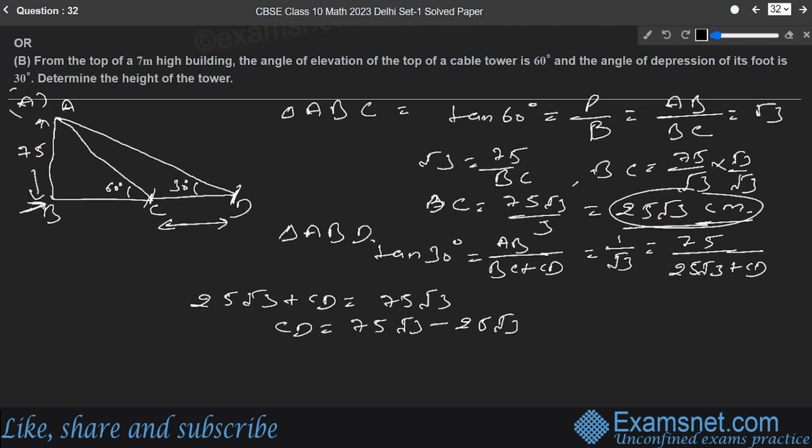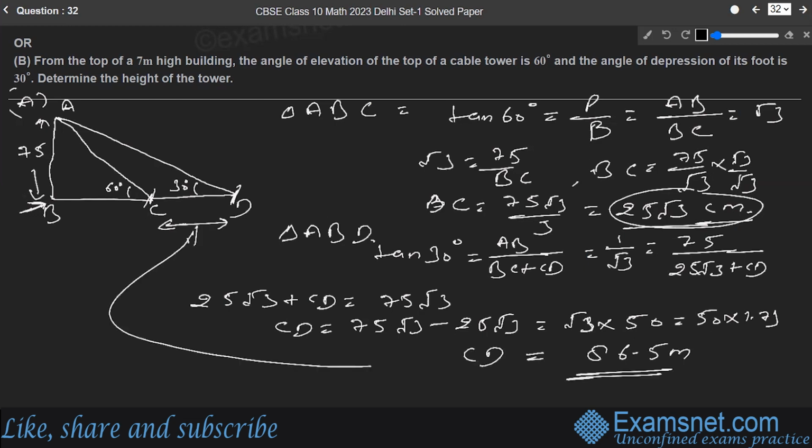If you solve this equation further, then you're gonna get CD is equal to 75 root 3 minus 25 root 3. If you solve this further, you can take root 3 common. It becomes root 3 into 75 minus 25, which is nothing but 50. So it comes out to be 50 into the root 3 value, which can be taken as 1.73. If you multiply them together, it becomes 86.5 meters. So that is the answer. The value of CD, that is the distance between two cars, is nothing but 86.5 meters. That is the right answer.